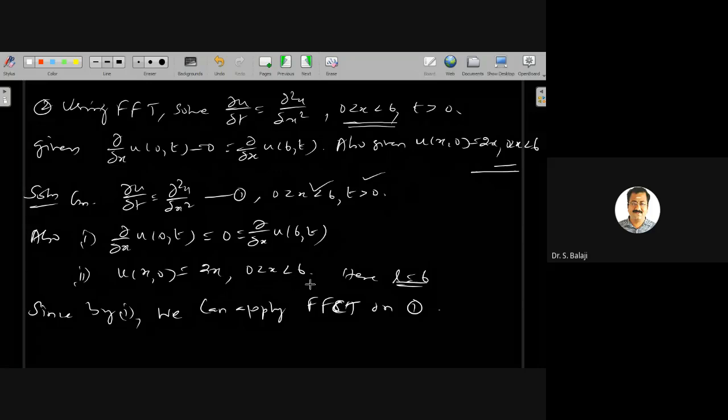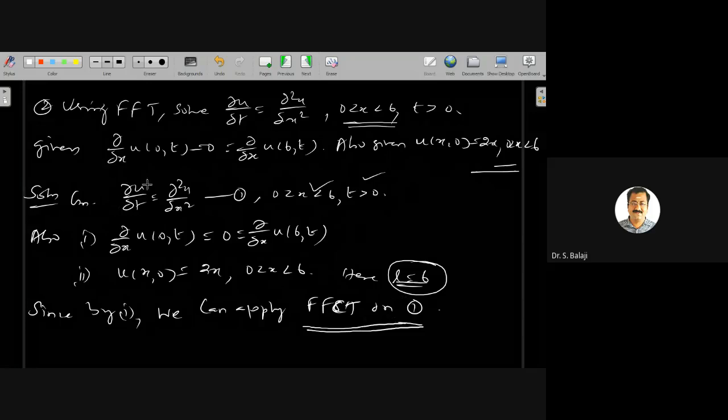Or 0 less than x less than 6. So because of x values from 0 to 6, L value equal to 6. And also because of this condition, subdivision number 1, ∂u/∂x, temperature gradient is given, and you have to apply finite Fourier cosine transform on 1.